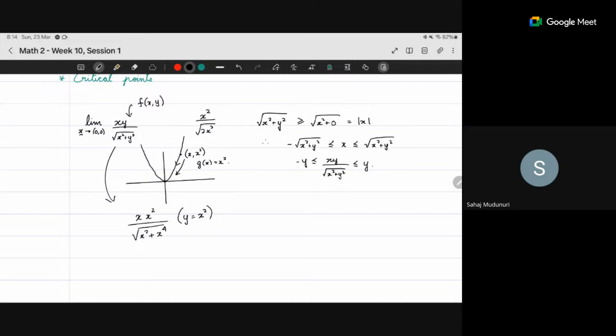What are you actually doing? You're just evaluating the limit of this function along the line y is equal to x. Now instead of the line y is equal to x, I take it along the parabola y is equal to x square.